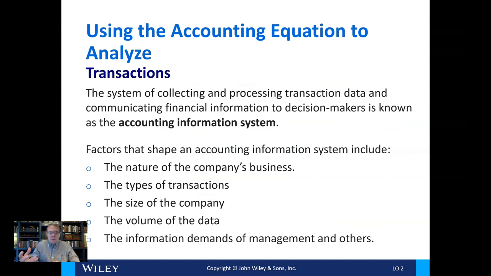Now, equity is on the right side of the equation, so it has a normal negative balance. So that means that if you are going to increase equity, you need a negative number or a credit. If you're going to decrease equity, you need a positive number or a debit. So revenue is always a credit or a negative number in the accounting equation.